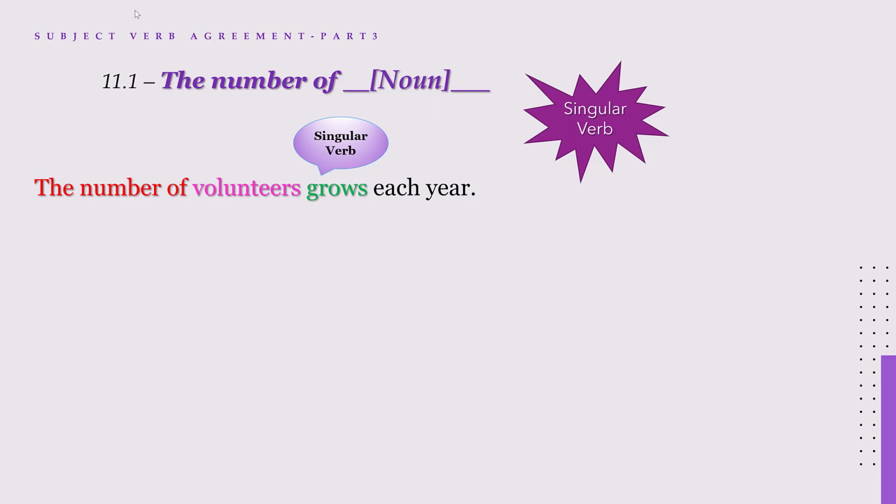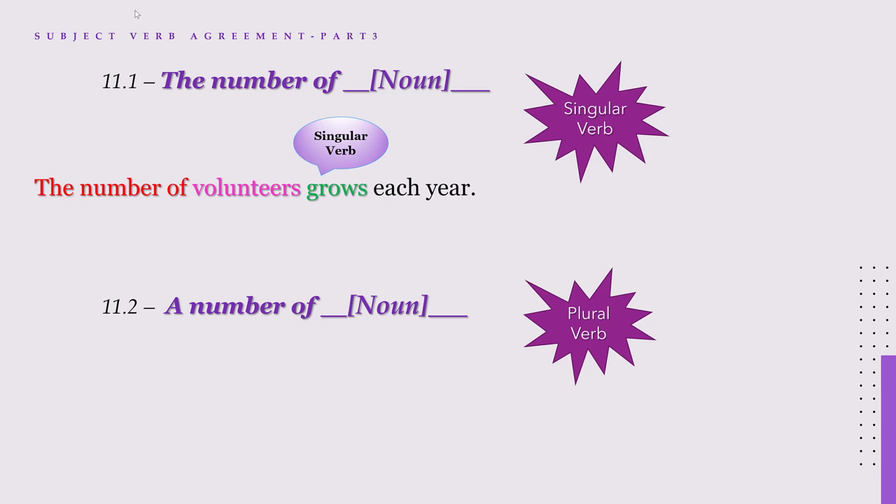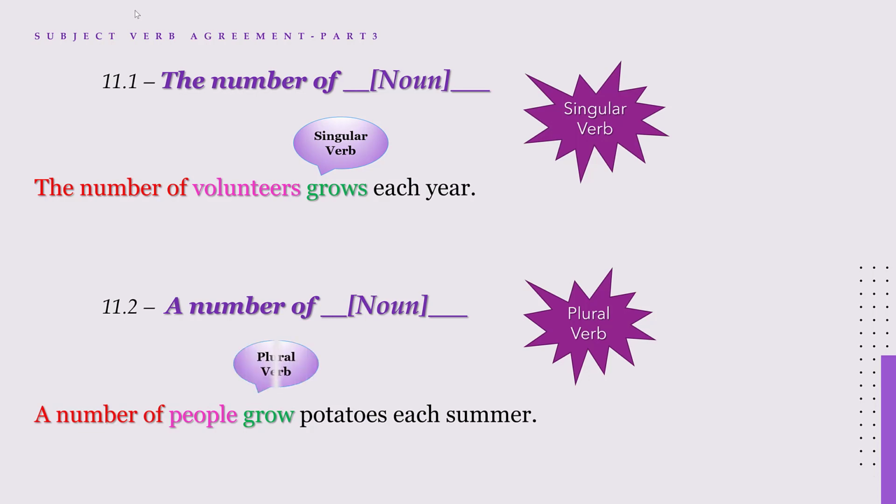Another structure. A number of. With this structure, we use a plural verb. A number of people grow potatoes each summer. In this example, a number of people refers to multiple individuals, so it's a plural. Therefore, the plural verb is used to match the plural subject.